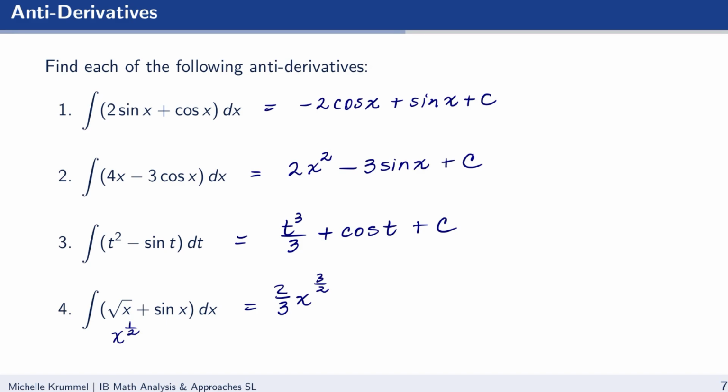Plus, and then the derivative of cosine is negative sine, so I need to change the sign there. Plus c. And then just take the derivative again as a check. The derivative of negative cosine x is negative sine x, so that is correct.